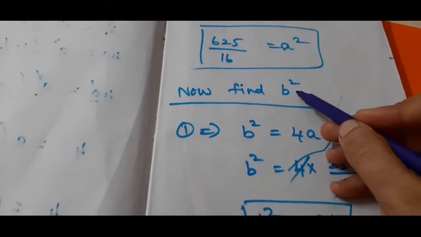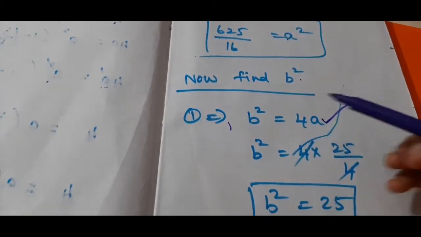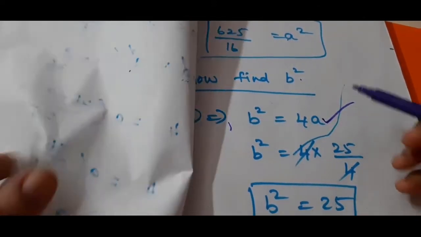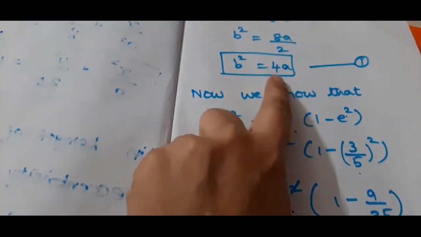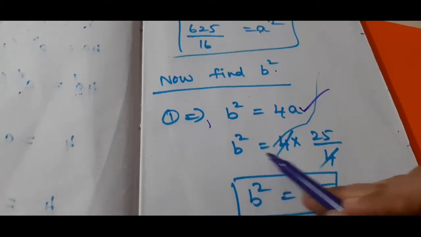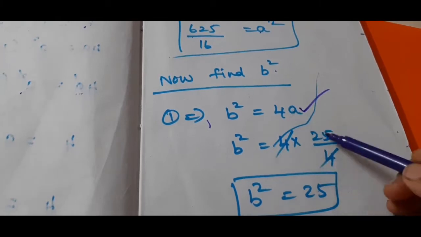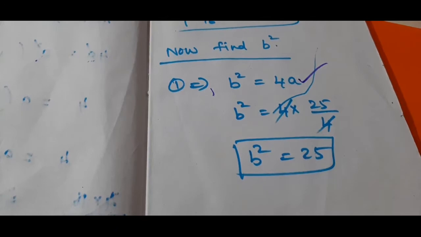Now I want to find out what b square is. b square is equal to 4a. I found that here, no? Here b square is equal to 4a. So here I want to substitute the value of a, and I can get the b square answer. b square is equal to 4 into 25 by 4. This 4 and this 4 will be cancelled. Then b square is equal to 25.